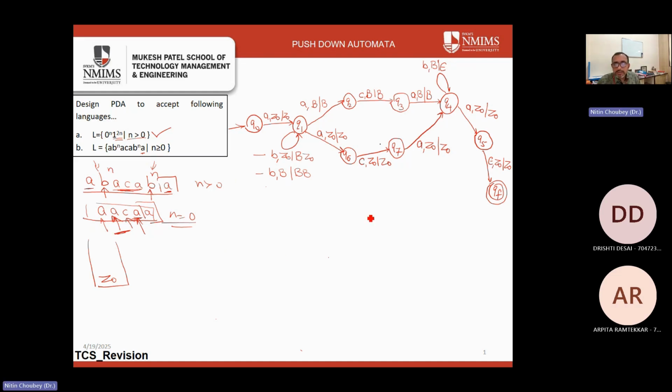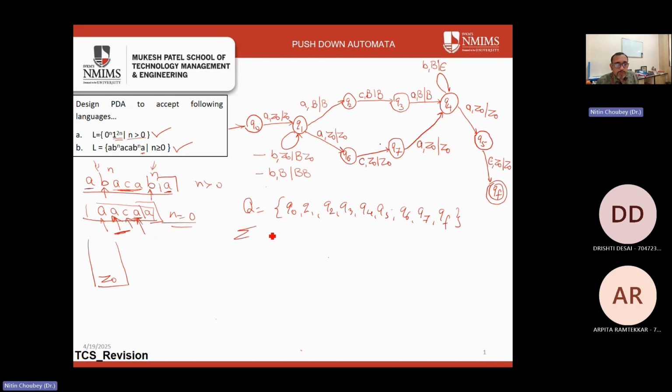Have you understood the process for language number 2? Yes, sir. Great. This is the PDA. How to write the 7-tuple definition for this? What is our capital Q? Capital Q is a finite set of states. How many states do we have here? Q0, Q1, Q2, Q3, Q4, Q5, Q6, Q7, and Qf. These are the states.